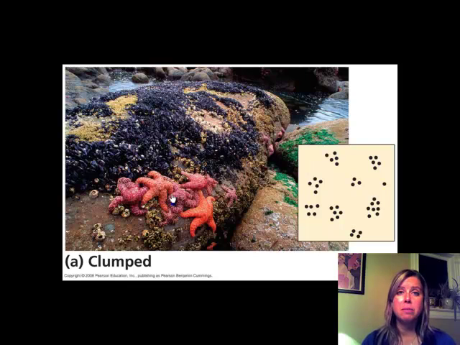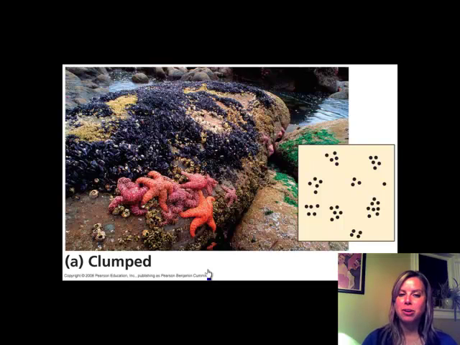It could be safety in numbers from predators. It could be a food source. That's most likely what's happening here. So when you clump, and we call that herding, flocking, schooling, all of that, anytime that happens, that's usually due to an attraction between individuals.